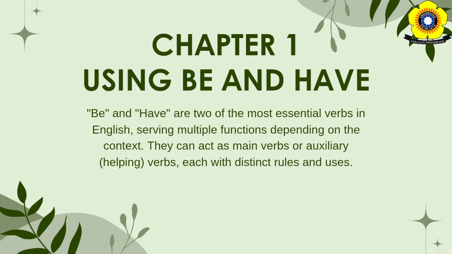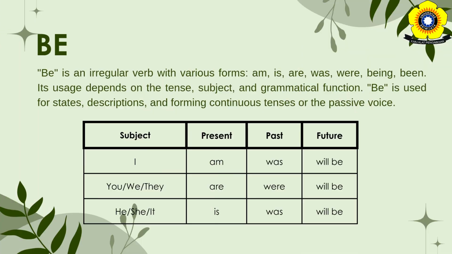For chapter 1, we are going to talk about using be and have. Be and have are two of the most essential verbs in English, serving multiple functions depending on the context. They can act as main verbs or auxiliary verbs, each with distinct rules and uses. Be is an irregular verb with various forms.